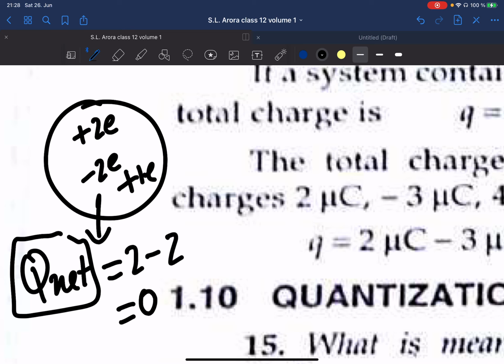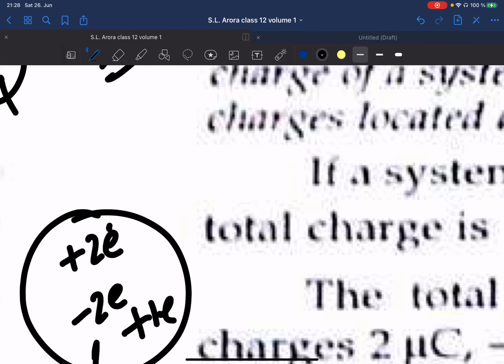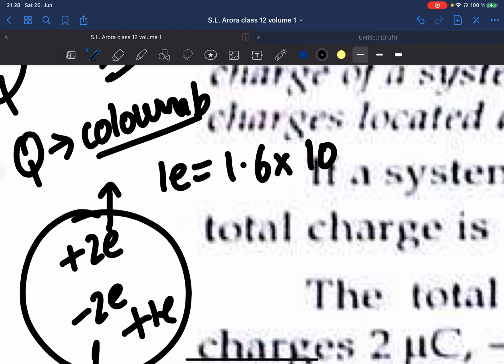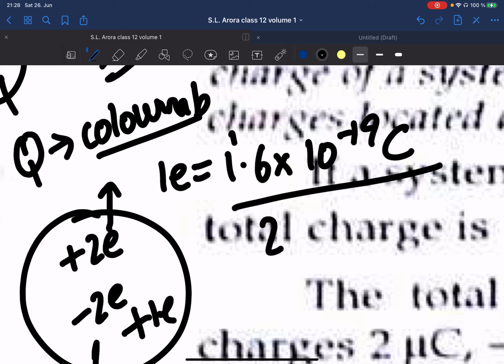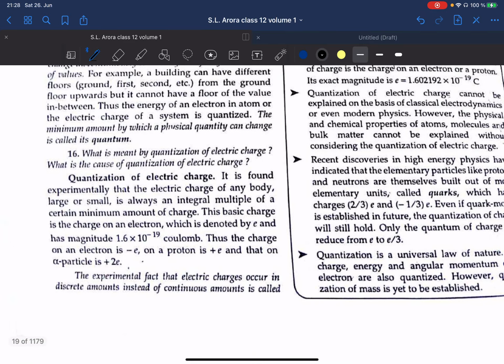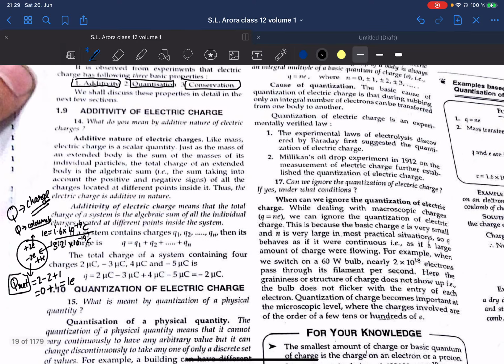Let's say I had a plus 1e. Then the net charge of the body is 1e. You have to write e. Basically every e is how much? I told you in the beginning, charge is measured in Coulomb. So 1e is 1.6 into 10 raised to power minus 19 Coulomb. So 2e is 3.2 into 10 raised to power minus 19 Coulomb. See how small it is. We are coming there.